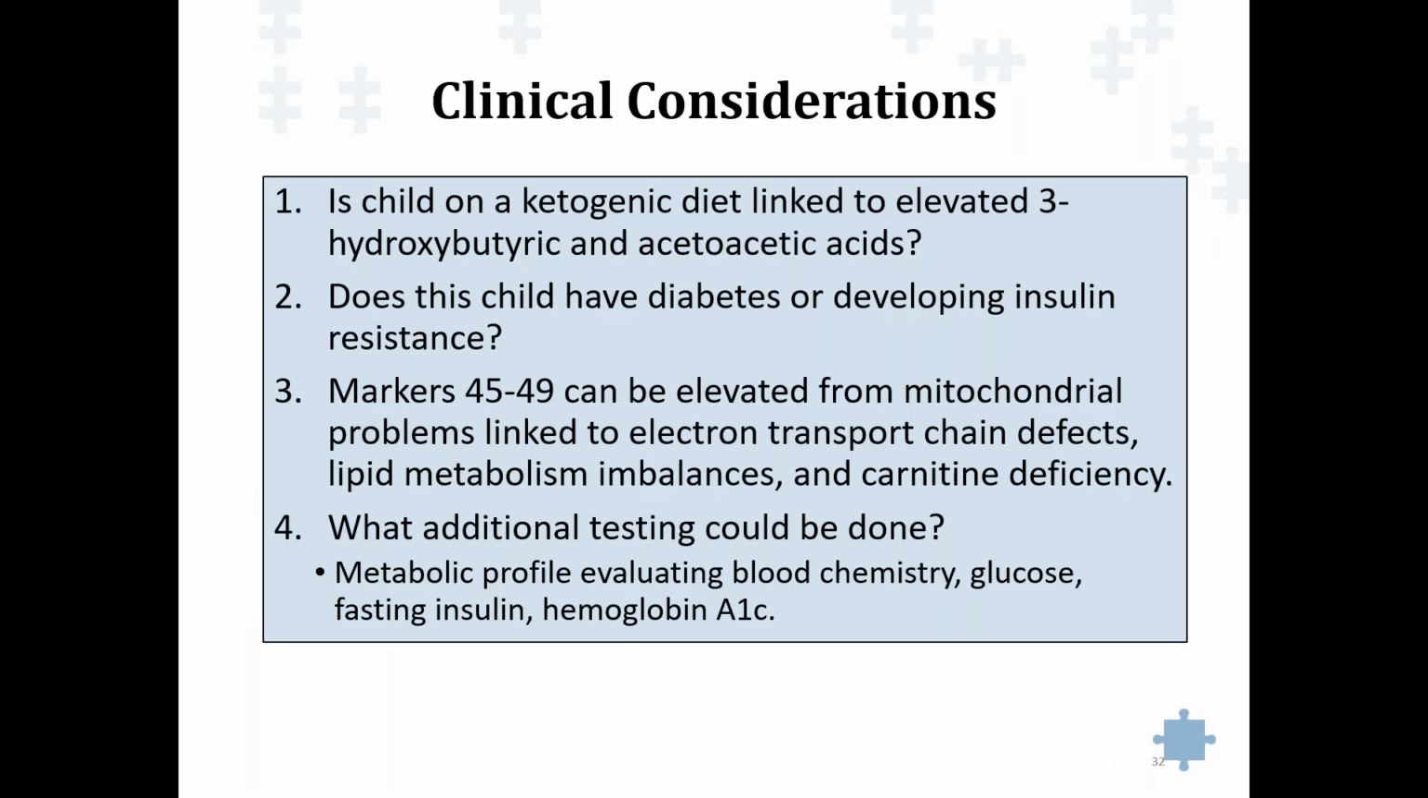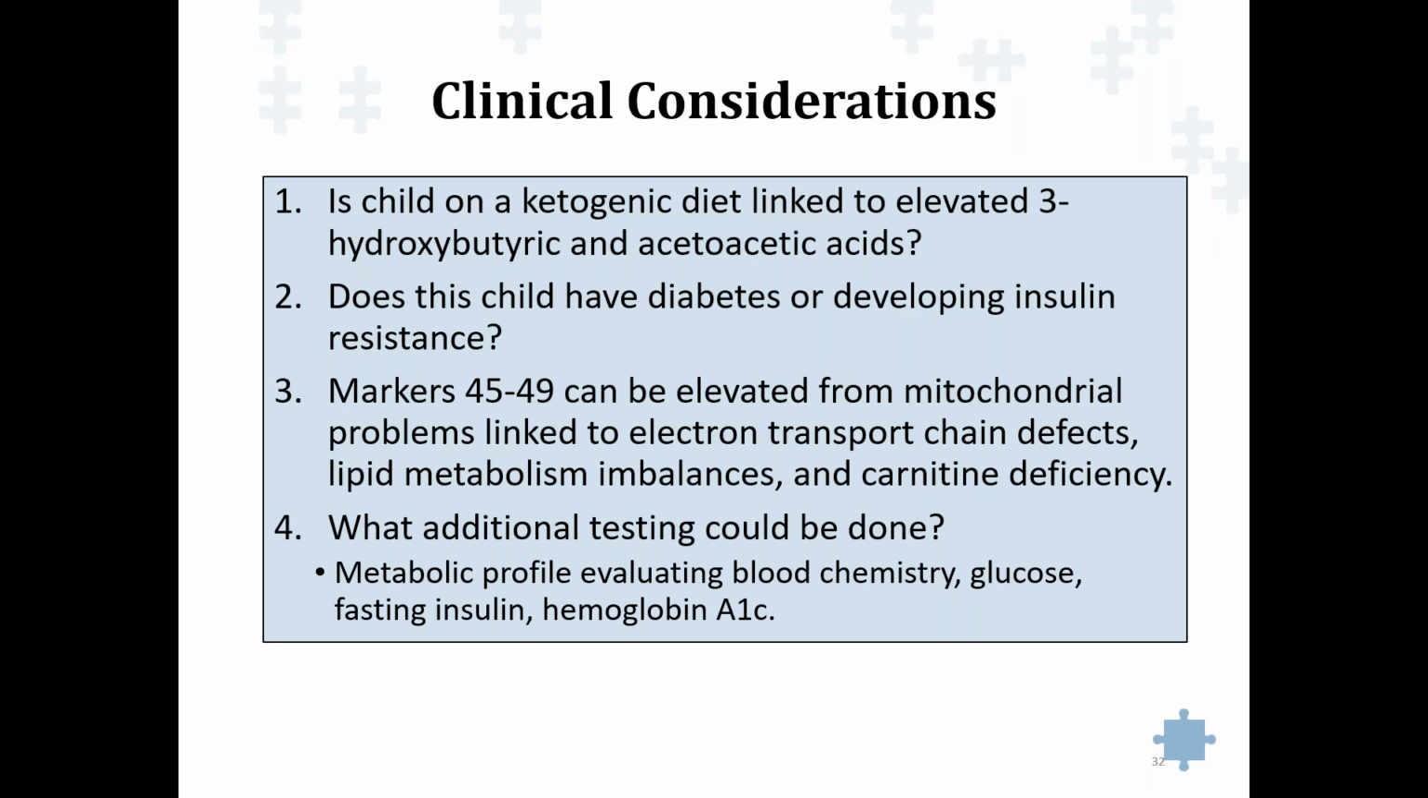Well, we can see elevations of 3-hydroxybutyric and acetoacetic in somebody doing a ketogenic diet. So that would be a fairly simple thing to ask. Is your child doing a ketogenic diet? In this case, they were not. Could there be developing insulin resistance, metabolic problems? Is the child diabetic? In this case, they were not. You can apply that information to an adult when you do an OAT test, and that might be the case.